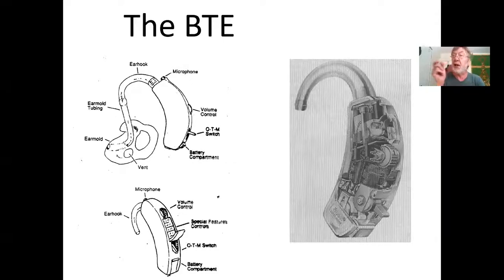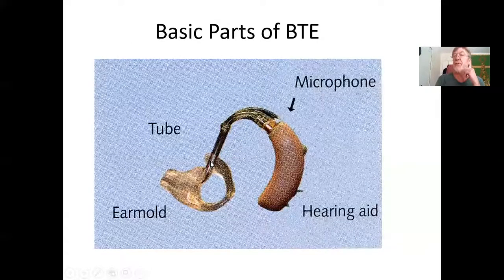So the mic is now off. It gets rid of any chance of feedback. You can hold the phone right by the ear, because another thing with feedback is if you held your hands close, you're guiding any leaking sound to get picked up by the mic. So anyway, that's the BTE, the basic parts.